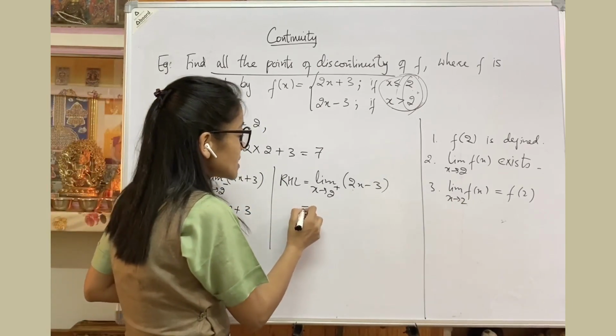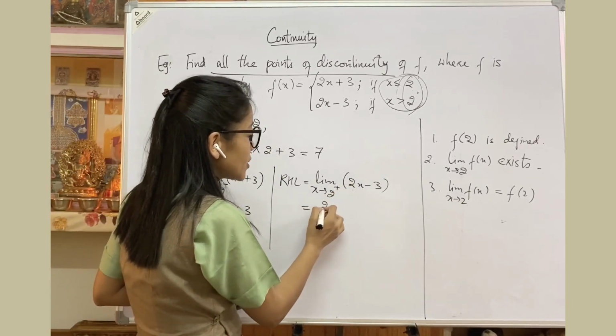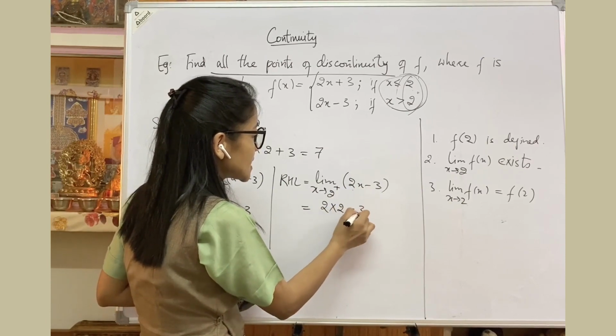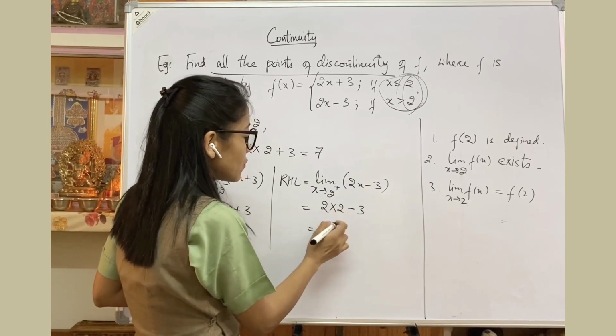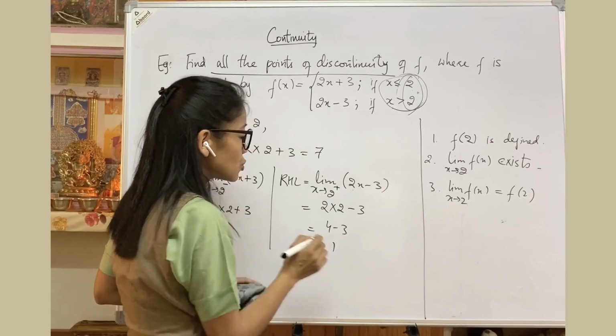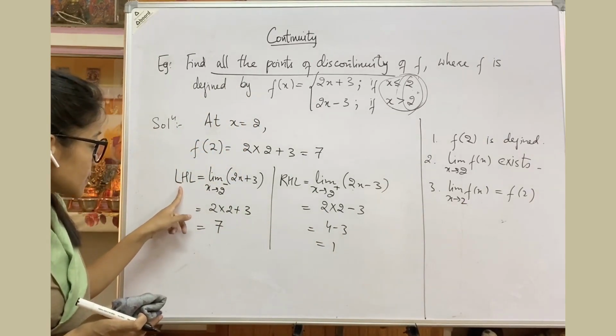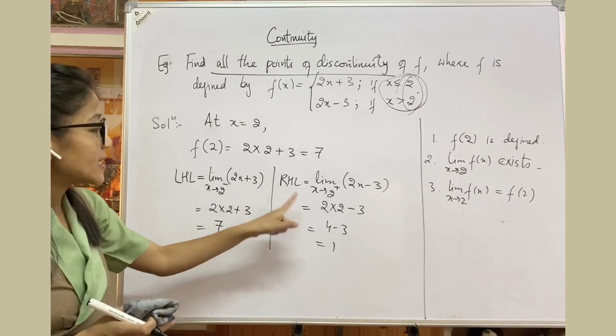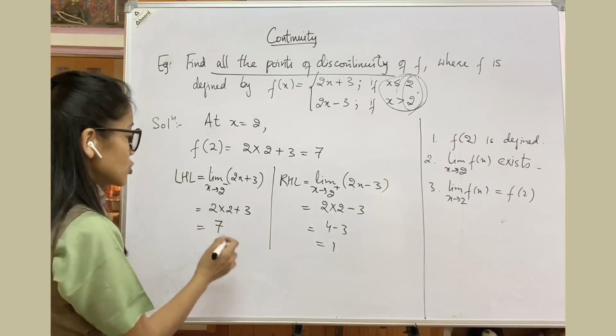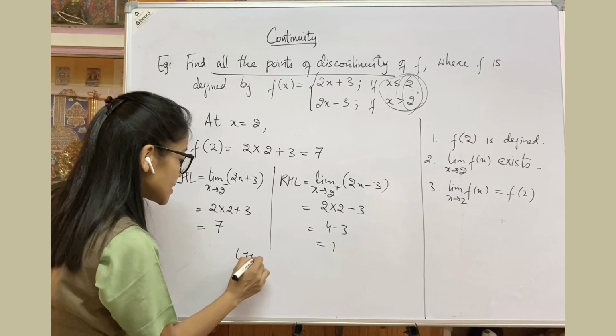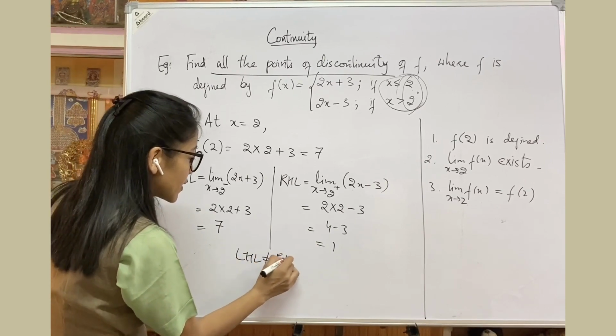So this is equal to, now you substitute the value here. So that is 2 into 2 minus 3. So 2 twos are 4 minus 3, so that is equal to 1. Okay. Now here what do we get? Left hand limit is equal to 7. Right hand limit is equal to 1. So this means left hand limit is not equal to right hand limit.